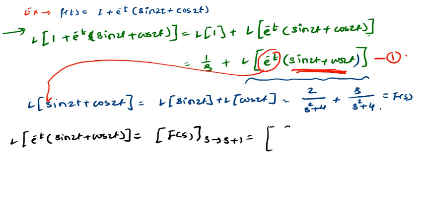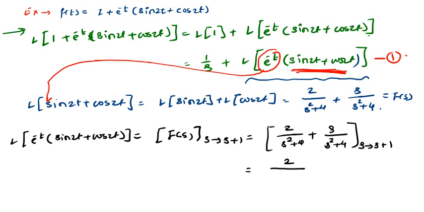F of s is the whole term 2 upon s square plus 4 plus s upon s square plus 4, and in this s will get replaced by s plus 1. Okay, so finally what we will see, this will be 2 upon, replacing s by s plus 1, s plus 1 square plus 4, plus s plus 1 upon s plus 1 square plus 4, since in the numerator also there is s. Okay, so this is our answer for this term.